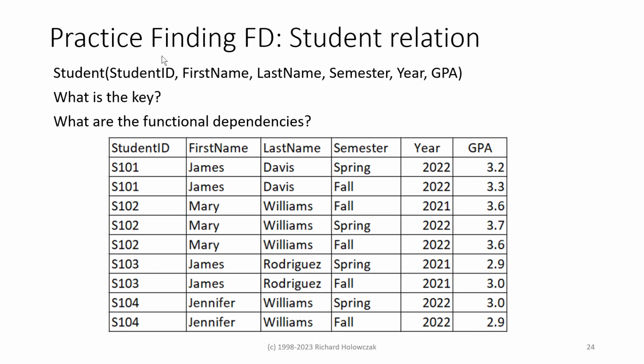Okay, now it's your turn. We have a new relation here. We're going to call it the student relation. It has student ID, first name, last name, semester, year, and GPA. This one's a little tricky. So I invite you to pause the video, see if you can figure out what is the key and what are the functional dependencies, and then we'll go through them on the next slide.